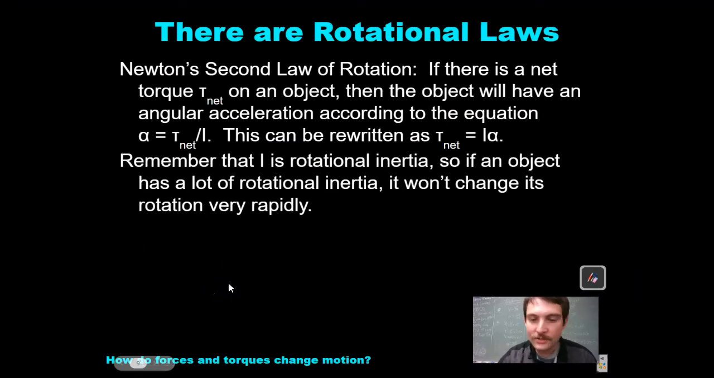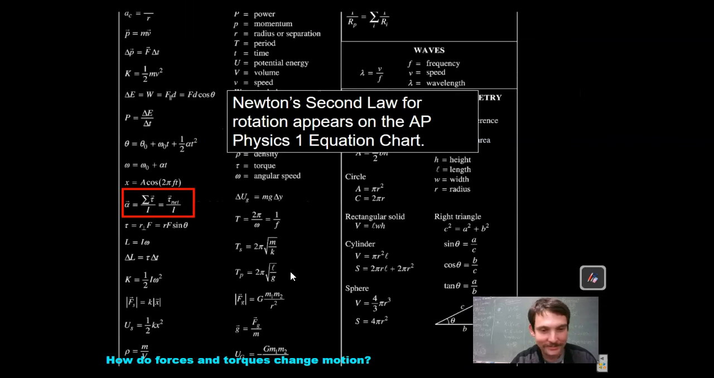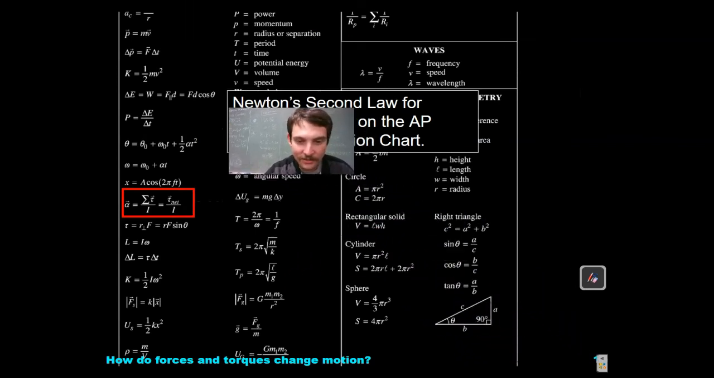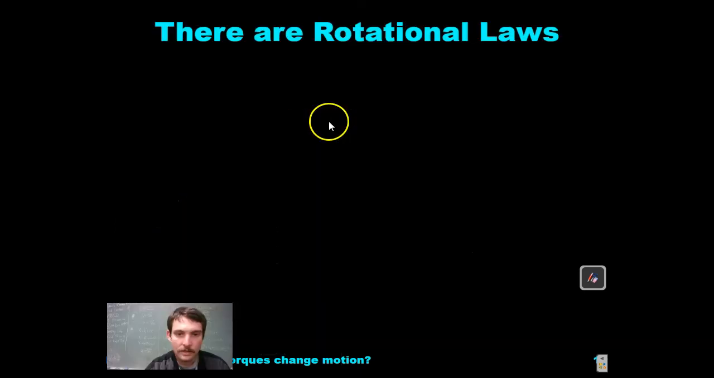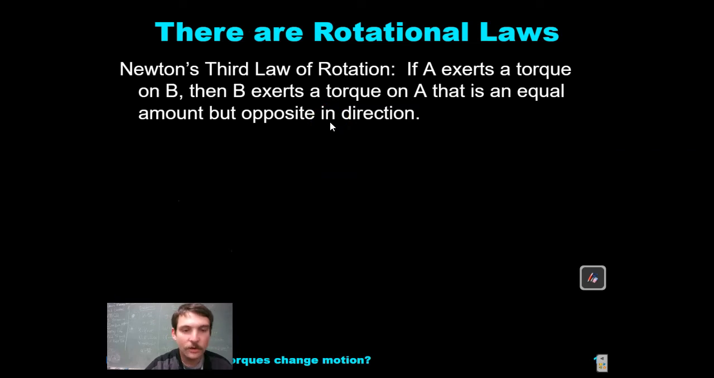Remember that I is rotational inertia. So if an object has a lot of rotational inertia, it won't change its rotation very rapidly. Second law appears like this: alpha equals the net torque divided by I. Finally, on to the last rotational law. If A exerts a torque on B, then B exerts a torque on A that is in equal amount and opposite in direction.